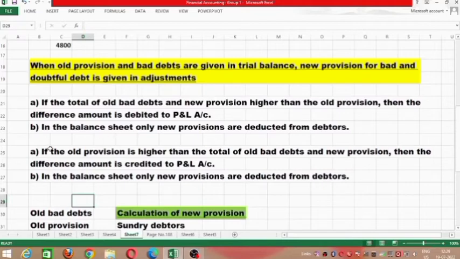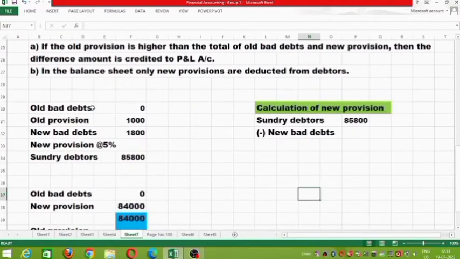So we need to see what treatment we need to pass, whether we need to debit or credit to P&L account. Let us write down the information they have given in the problem. Old bad debts they have not given. Let us consider it as 0. Old provision they have given, that is 1,000. New bad debts amount 1,800 which is given in the adjustment, that is fourth adjustment. Next, new provision at 5% they have asked us to create.